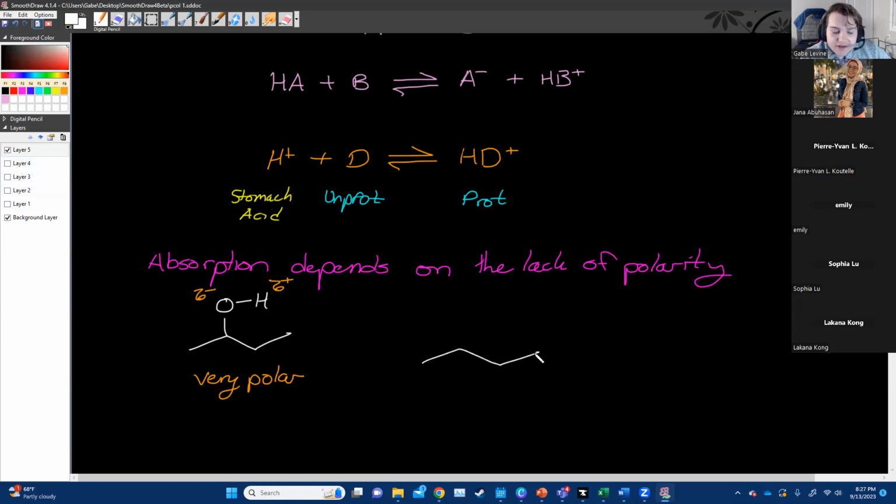The other way that you can have a very, very polar group is by having a full negative charge. So if you have a very polar group like OH, NH, or SH bonds, or if you have a full charge, are you going to absorb? Not at all. You are very bad at absorbing. Terrible absorption.